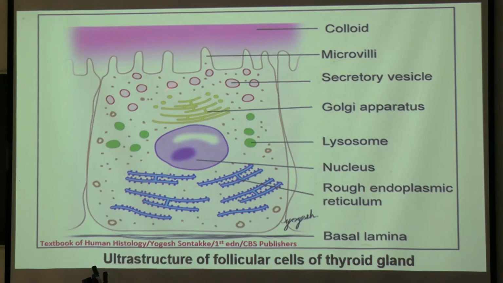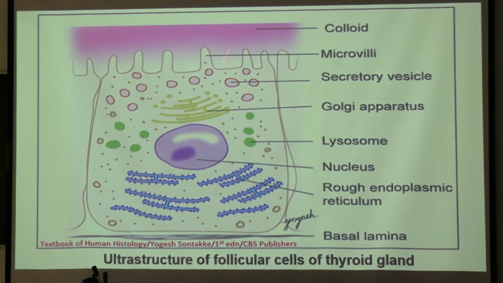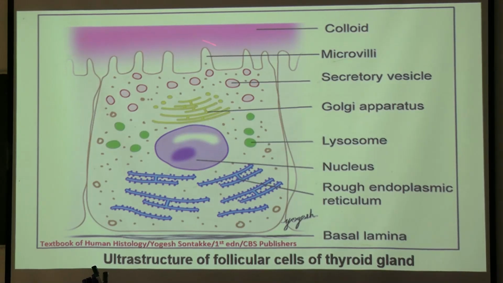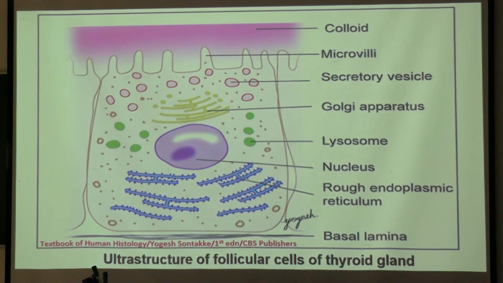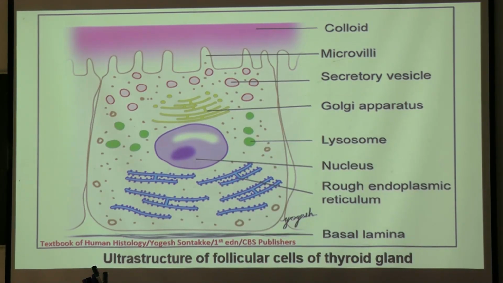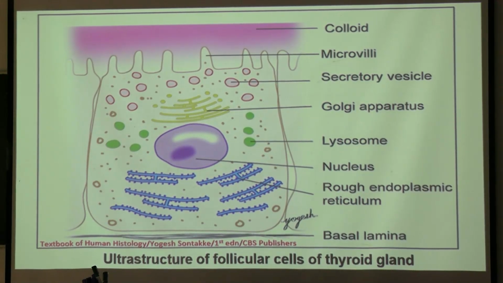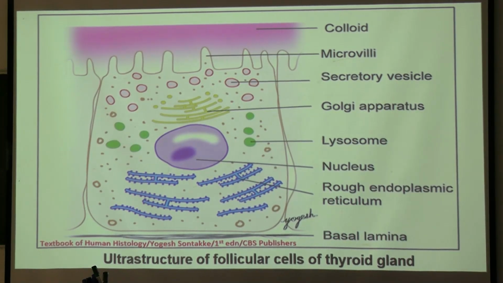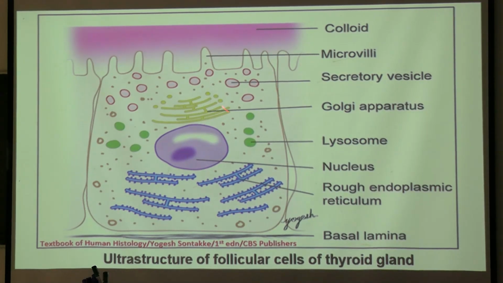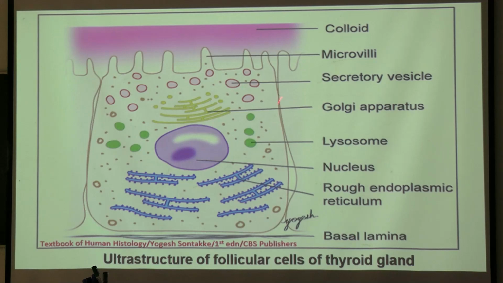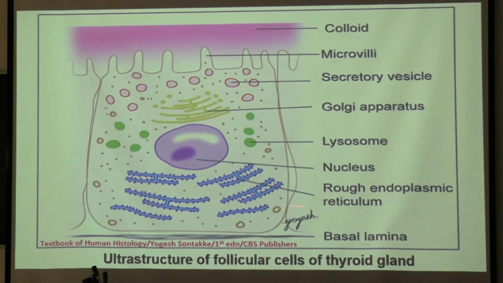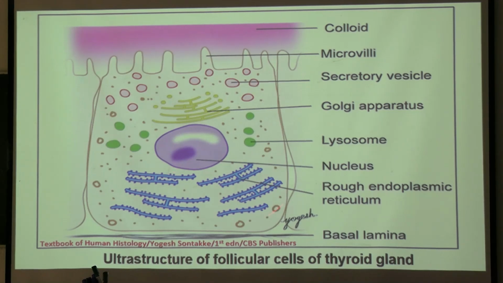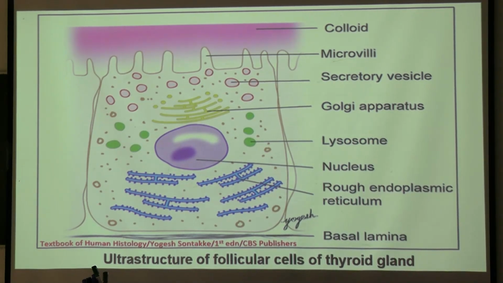And this is one ultrastructure of a follicular cell of the thyroid gland. This is the colloid towards the lumen of the follicle. It is filled by colloid, and microvilli are present, which help in absorption or secretion of the colloid. Okay. In inactive state, cells secrete colloid, and in active state they consume the colloid and release the hormones into the blood. Okay. And these are the secretory vesicles, Golgi apparatus, nucleus, lysosome, rough endoplasmic reticulum, and this is the basal lamina. So this is one ultrastructure of the follicular cells of the thyroid gland.